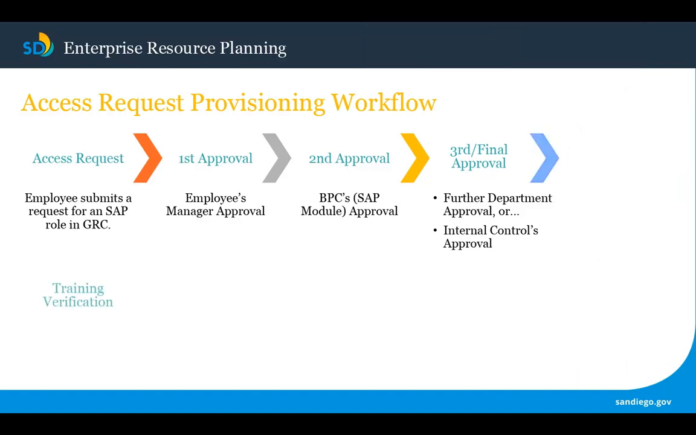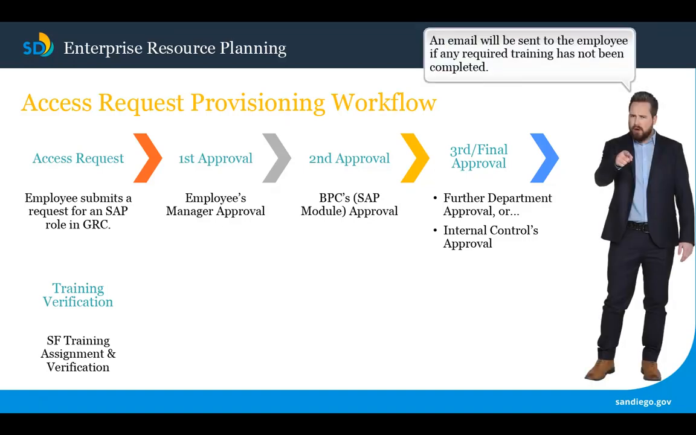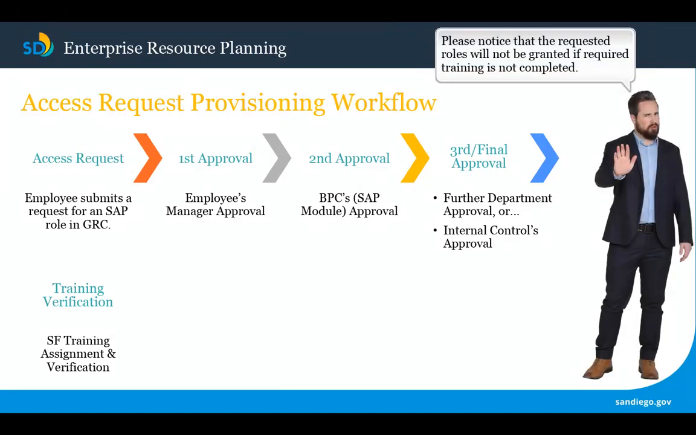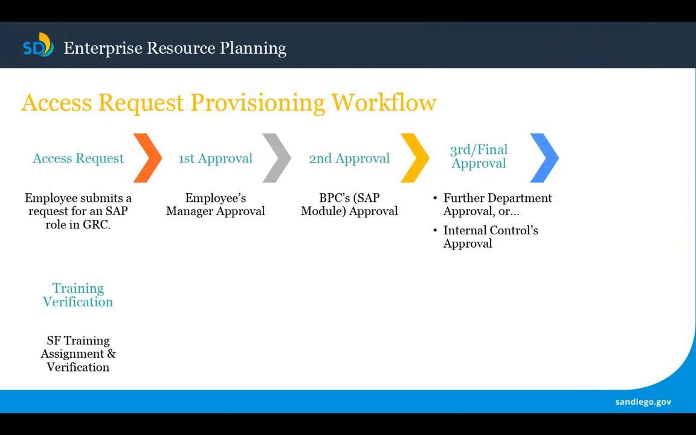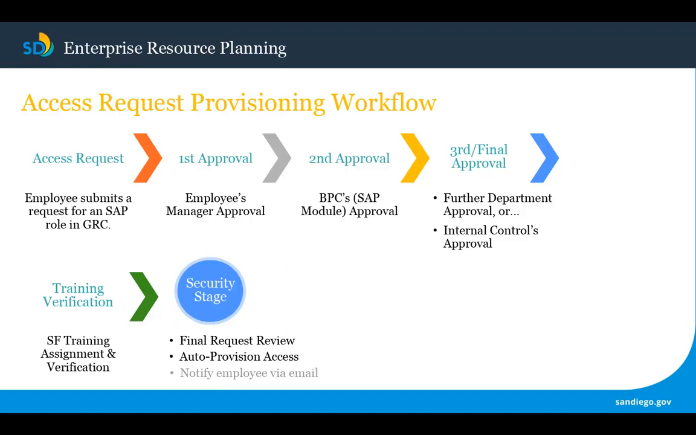Next, the request goes through a training verification stage, where the system will identify and validate if any required training for the requested roles has been completed by the employee for whom roles are being requested. An email will be sent to the employee if any required training has not been completed. Please notice that the requested roles will not be granted if required training is not completed. Upon completion of the training verification stage, the request is sent to the security stage for a final request review and an auto-provision access. The employee will be notified via email when the requested access is complete and closed.